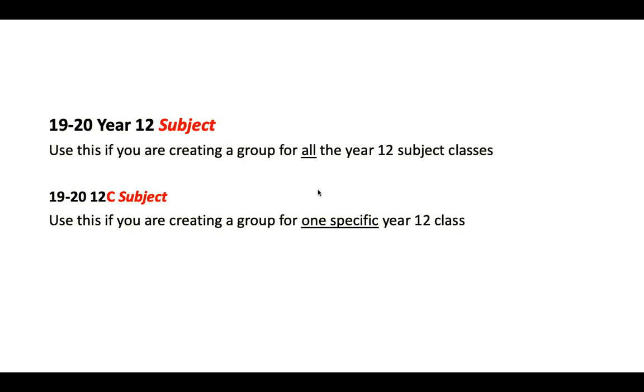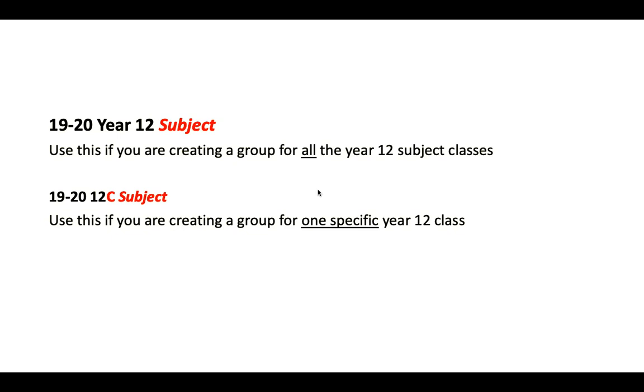19-20, year 12, and then the subject. You're going to use that if you're creating a group for all of the year 12 subject classes. So if you have classes in option block B, C, and D, and you're wanting to put them all together in one Microsoft Teams class, you're going to use that top option to name the group.